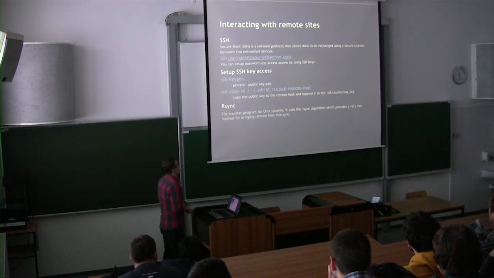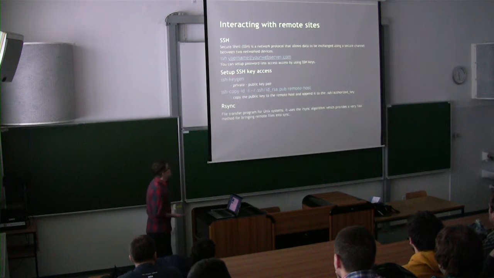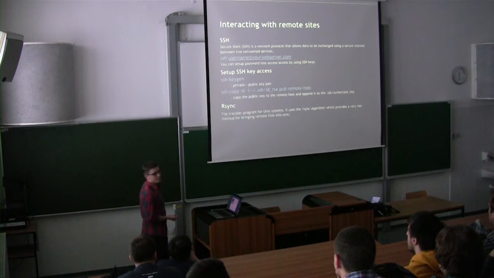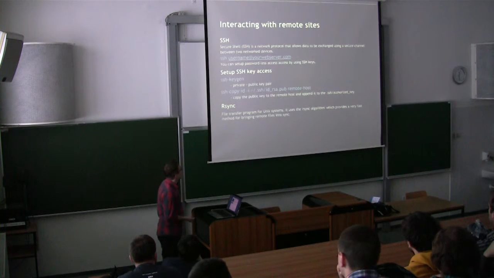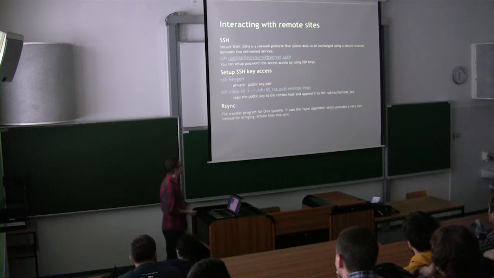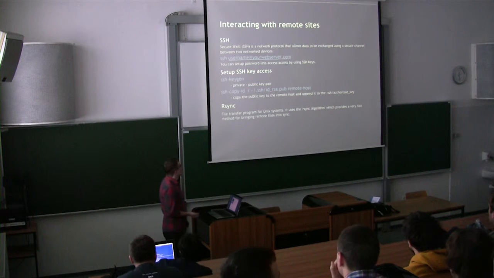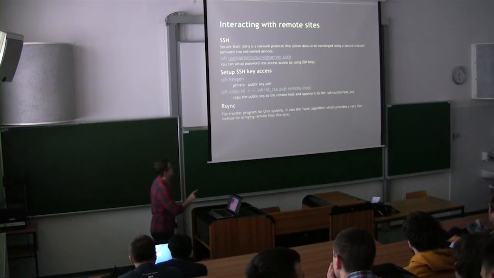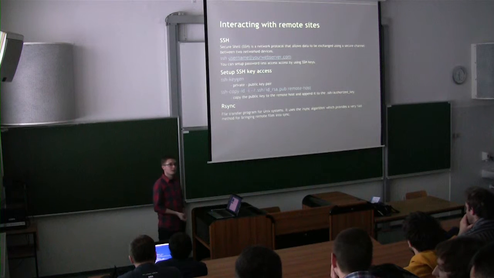So how to set up SSH key access? You have to use the command ssh-keygen, which should create a private and public key pair. The public key you need to copy to your server, and the private key will remain on your local host, for example. If you lose your public key, it could be recreated via the private key, but if you lose the private key, then you completely lose access.